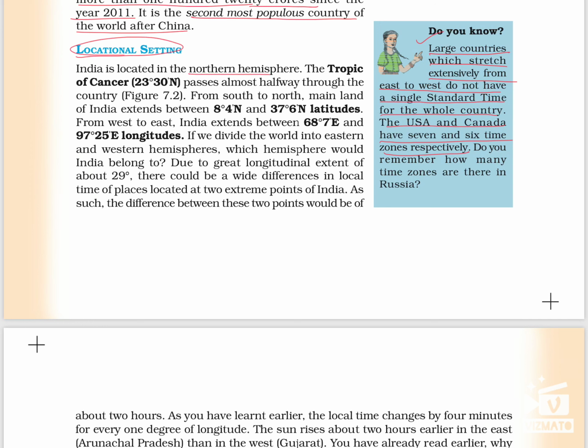India is located in the northern hemisphere. The Tropic of Cancer passes almost halfway through the country. From south to north, the mainland extends between 8 degree 4 minute north and 37 degree 6 minute north latitudes. From west to east, India extends between 68 degrees 7 minutes east and 97 degrees 25 minutes east longitudes. If we divide the world into eastern and western hemisphere, India lies in the eastern hemisphere.